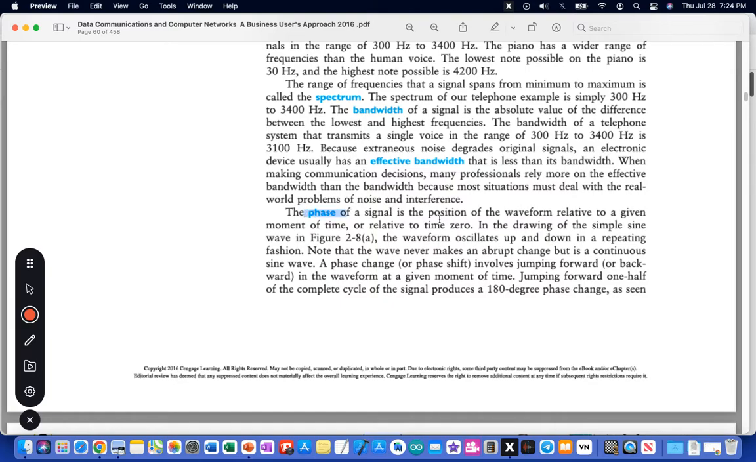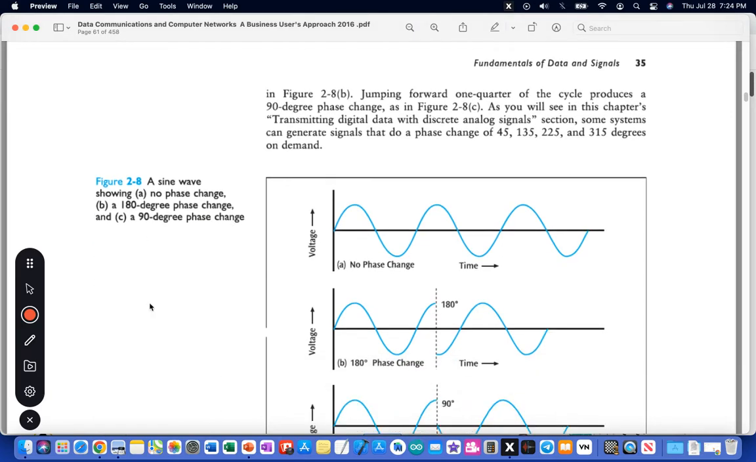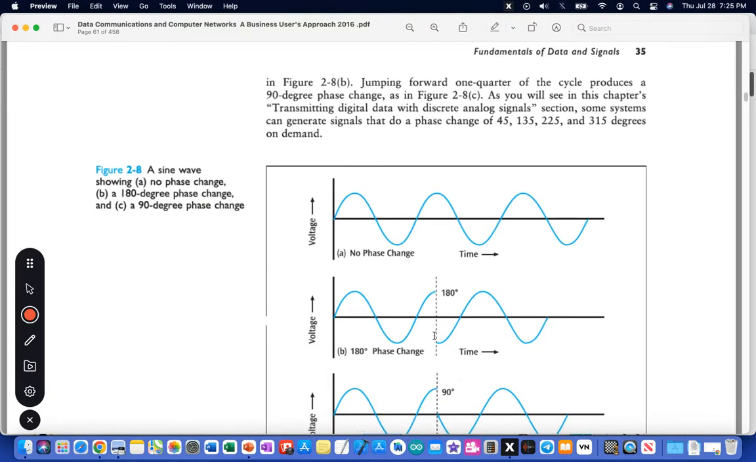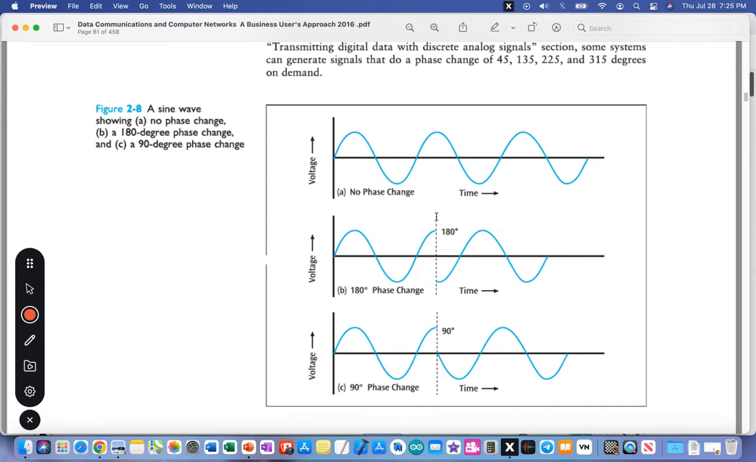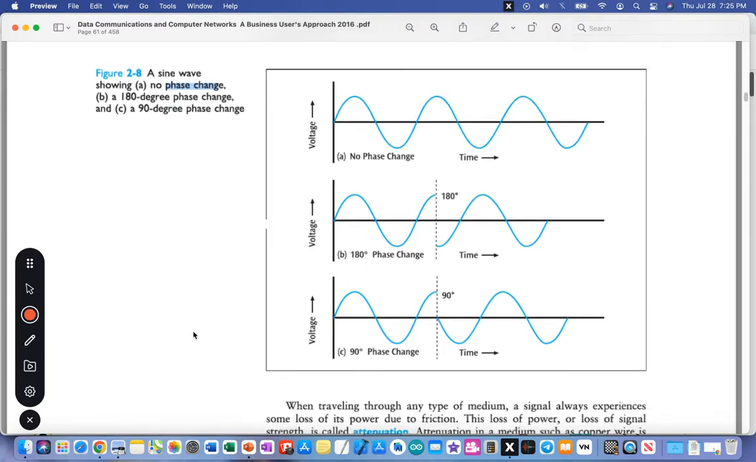The phase of a signal is the position of the waveform relative to a given moment of time, or relative to time zero. This is the phase. These have different phases, a 180 degree difference, which is the maximum. This is about halfway: a 90 degree phase. So a sine wave showing no phase change, a 180 degree phase change, and a 90 degree phase change, a small phase change here.